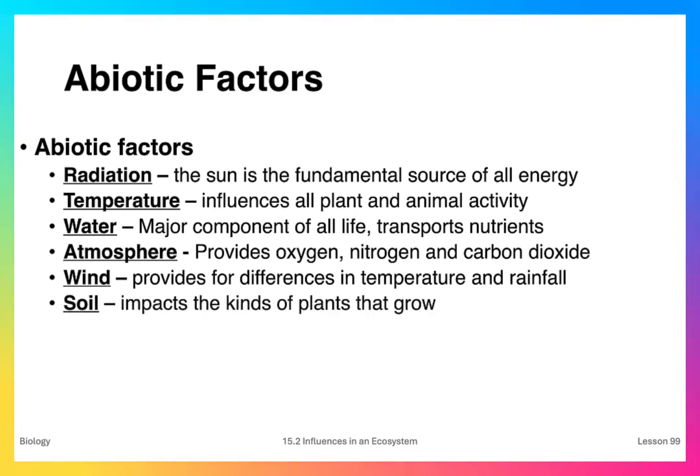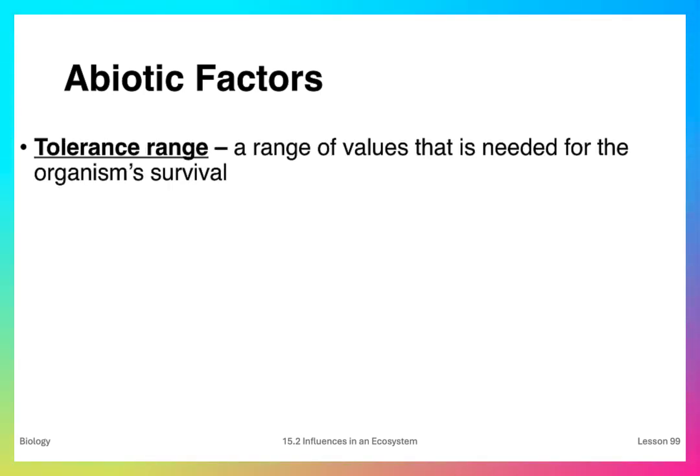Soil impacts the kind of plants, and as we'll move forward, you'll see that plant life is exceedingly important because it is what captures the energy from the sun and makes it available to the rest of living things. Now, when we talk about abiotic factors, there's a range of values of any particular factor that is tolerated. In other words, an organism can still survive within this range of values.